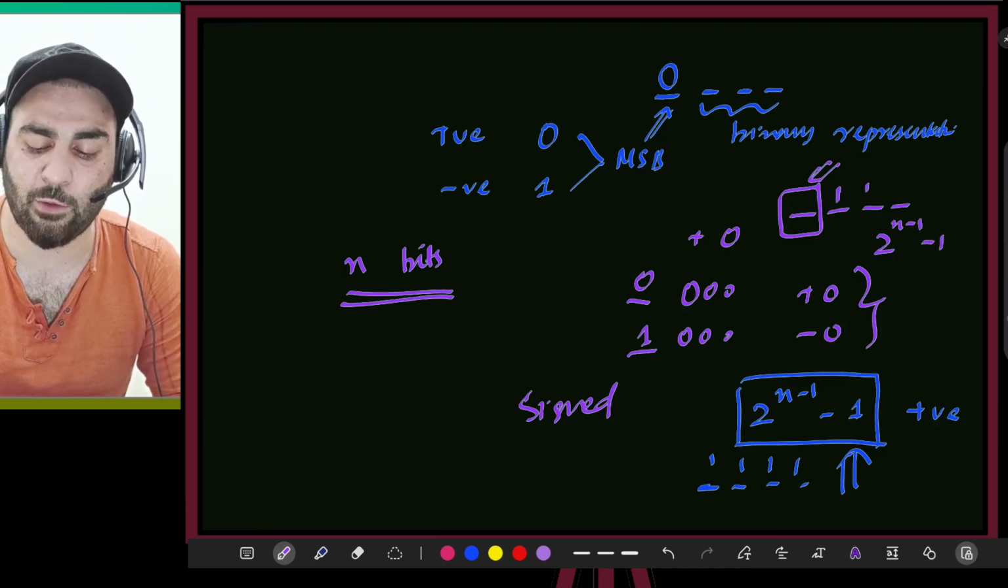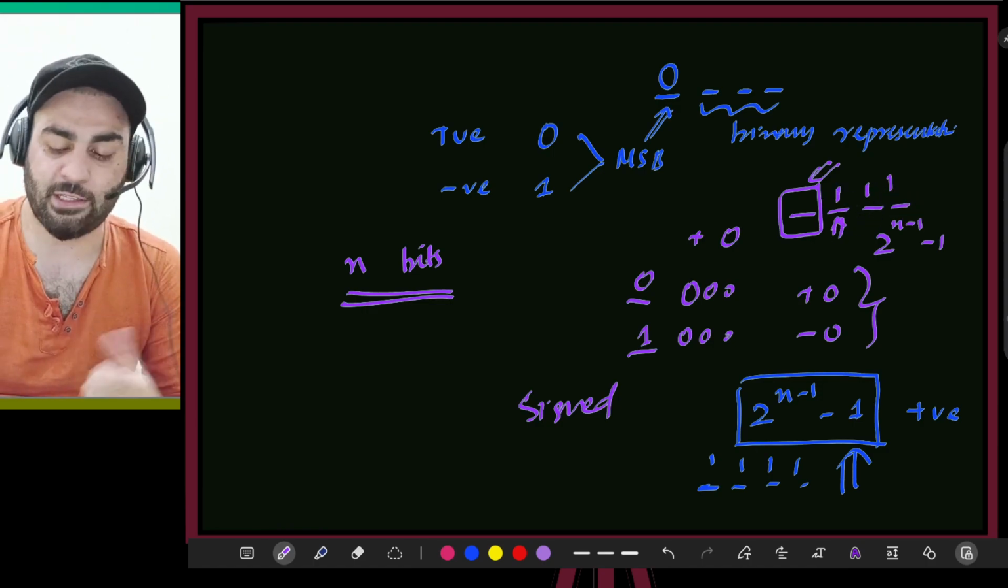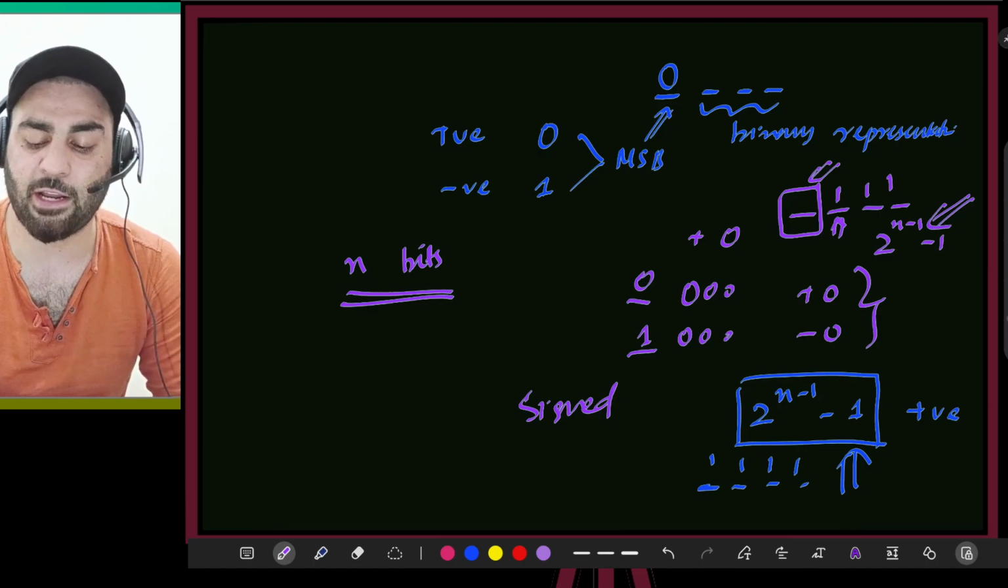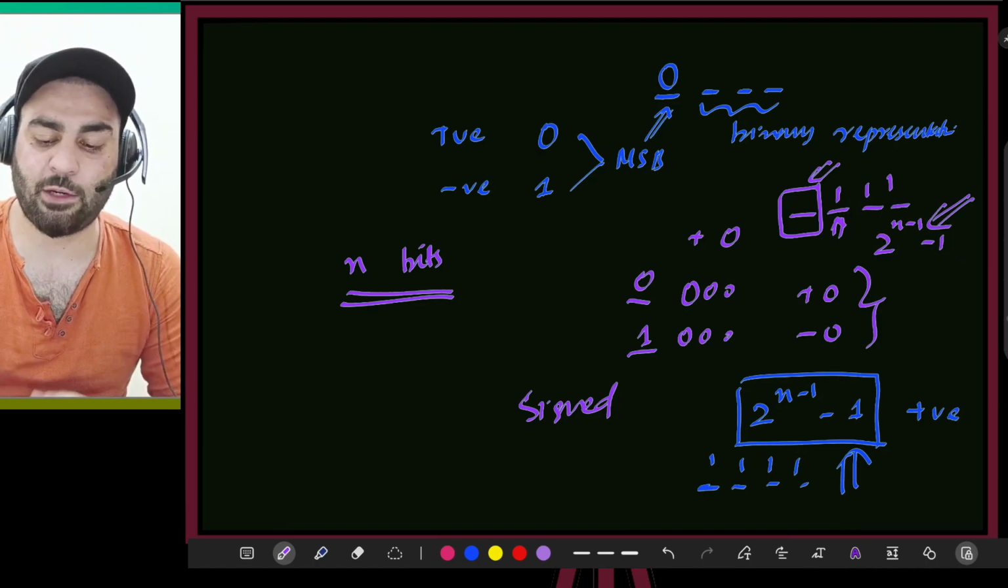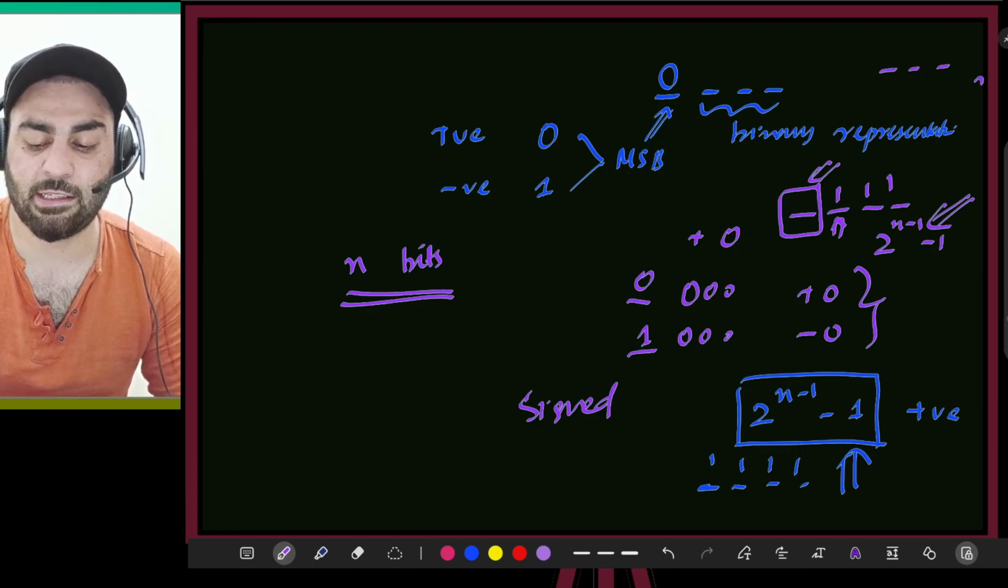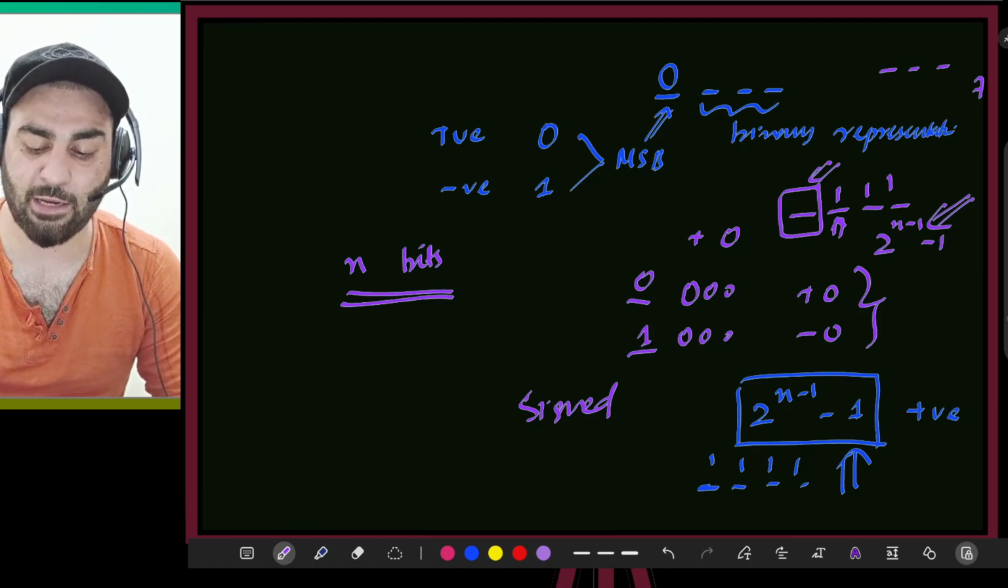Why? If we gave 1 1 1 to this number, each of these bits can hold two values. If you know permutations and combinations, you can come to this 2 to the power n-1. Why -1? Because the largest number that you can store in, let's suppose, 3 bits is 7. It's not 8, it is minus 1. 2 to the power 3 minus 1. That's why 2 to the power n-1, because we have n bits.